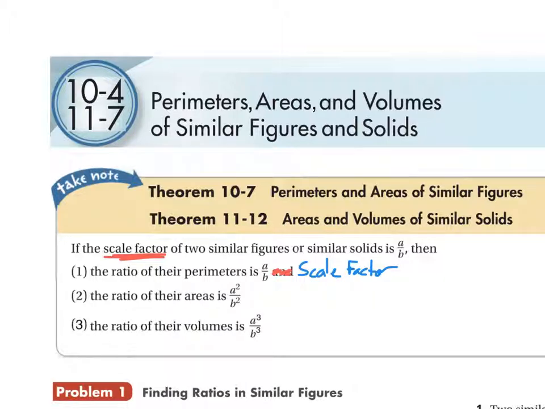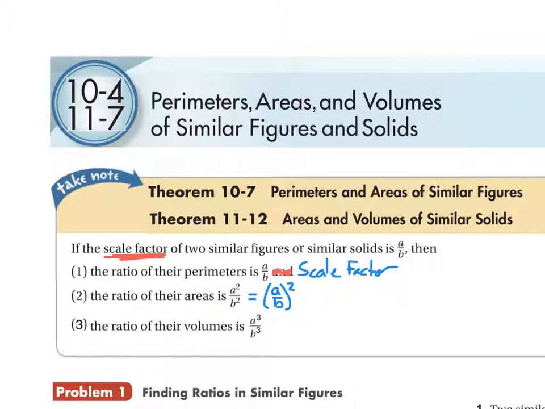Okay? Well, now what we're going to talk about, what's new today, is that we're going to have the ratio of area and the ratio of volume. And so the ratio of two shapes' area is actually going to be equal to the scale factor squared. Okay, it's going to be equal to the scale factor squared. That's what a squared over b squared means. It's just take a over b and square it.